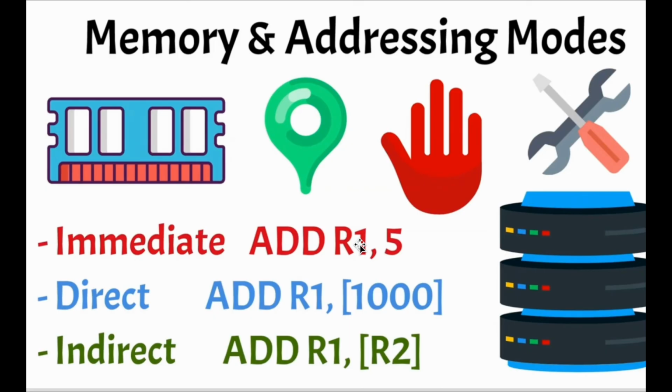Now, when I say register R1, that means that there is a memory location where R1 is. So think of R1 as a variable. Whatever that memory location has, it's going to add that to 5. So it's essentially adding 5 to a memory location.